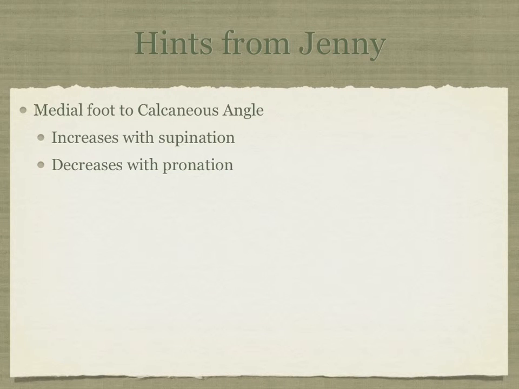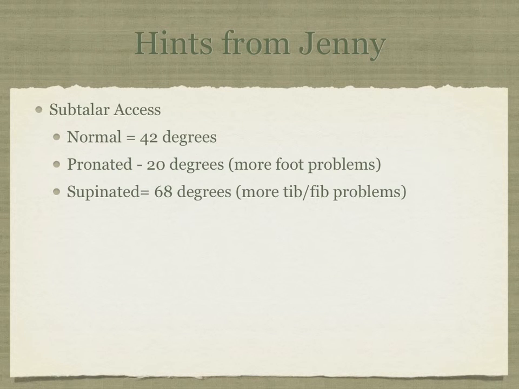More hints from Jenny. The medial calcaneal angle increases with supination and decreases with pronation. So with that, the subtalar axis normal is usually around 42 degrees. In pronation, it looks closer to around 20 degrees and results in more foot problems. When it's supination, that subtalar axis can be up to 68 degrees, which results in tib-fib problems such as shin splints. So this describes that.